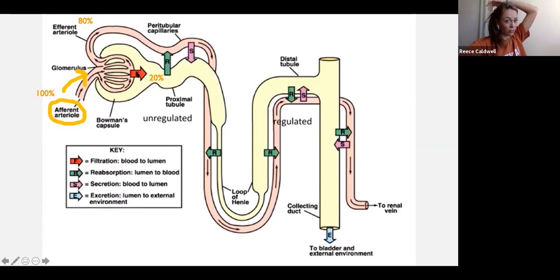So we have filtration, we have reabsorption, we have secretion and excretion. Those are the four main steps of creating urine, filtering the blood, all of that. So we filter the blood in the glomeruli, we will reabsorb and secrete substances along the way, and then we will eventually excrete the newly formed urine out of the body.